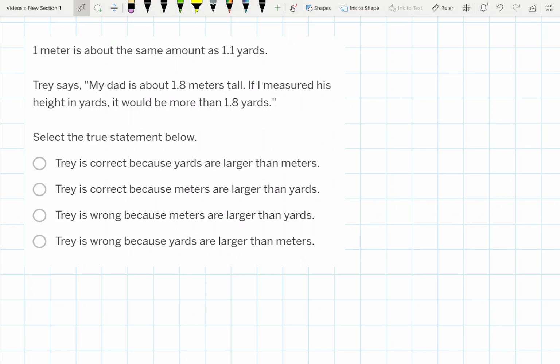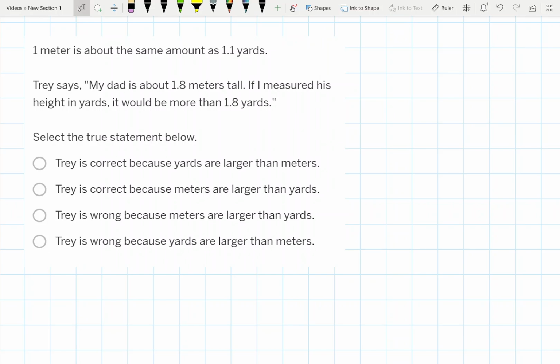Here are my statements. The first one says, Trey is correct because yards are larger than meters. The second option says, Trey is correct because meters are larger than yards. The third statement says, Trey is wrong because meters are larger than yards. The fourth statement says, Trey is wrong because yards are larger than meters.